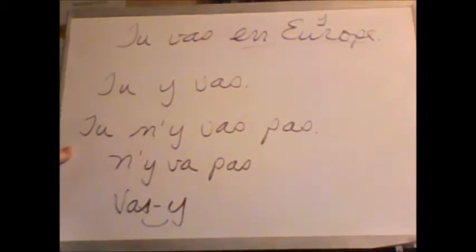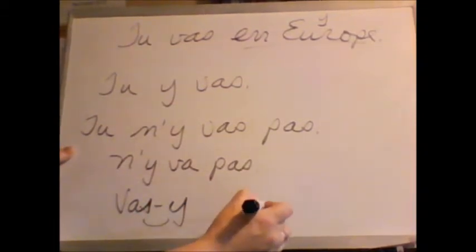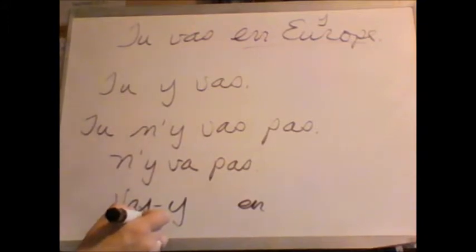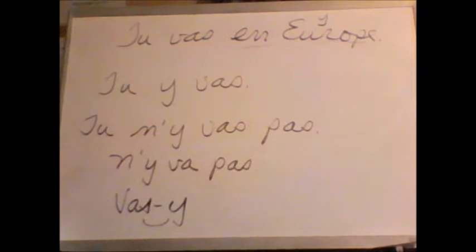Vas-y. So with the pronoun y and the pronoun en, we're going to put the S back on in the tu form so we have something to make liaison with. Isn't that a great rule? Go there. Vas-y. Okay? So that, in a nutshell, is how we do it.